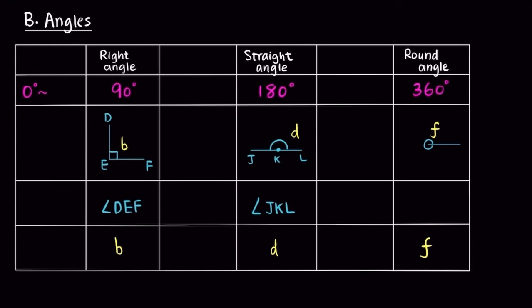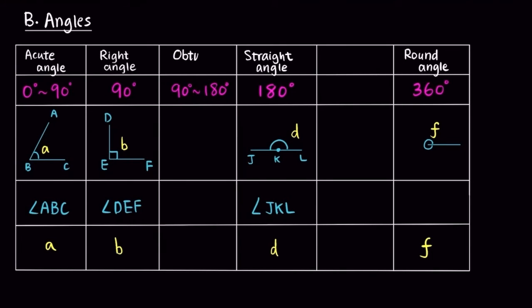Angle smaller than a right angle is called an acute angle. In the figure, angle ABC would be an acute angle, or simply A is an acute angle. Angle between 90 degrees and 180 degrees is called an obtuse angle. In the figure, angle GHI is an obtuse angle, or simply C is an obtuse angle.